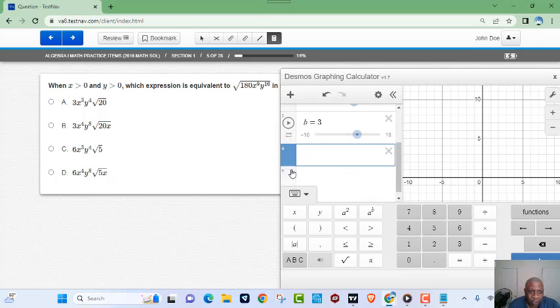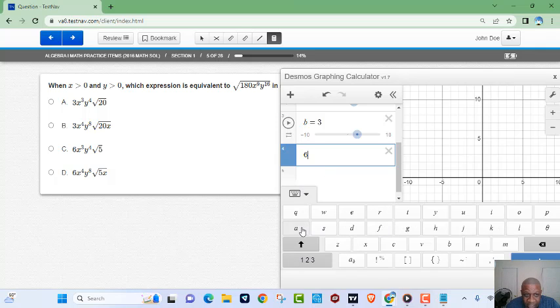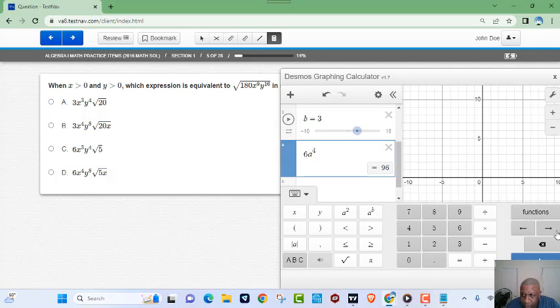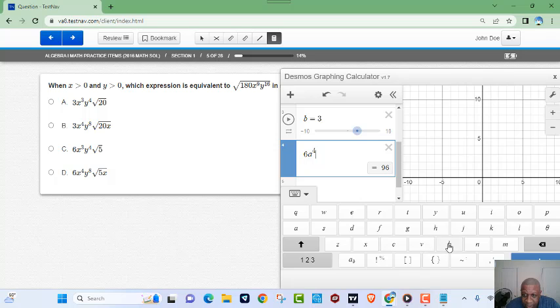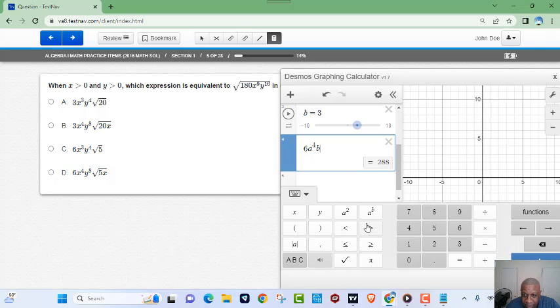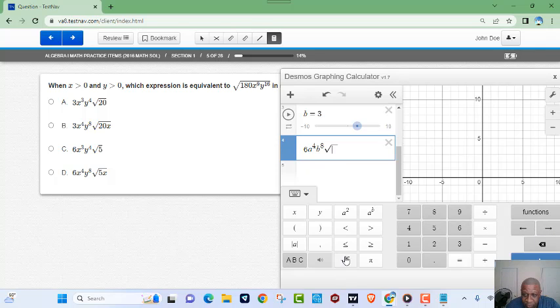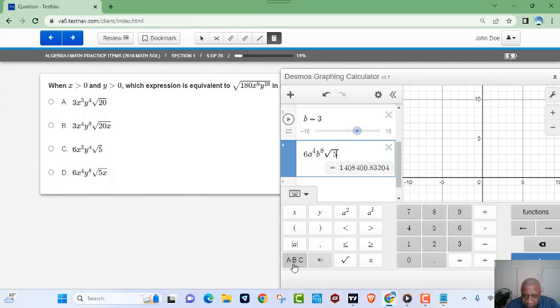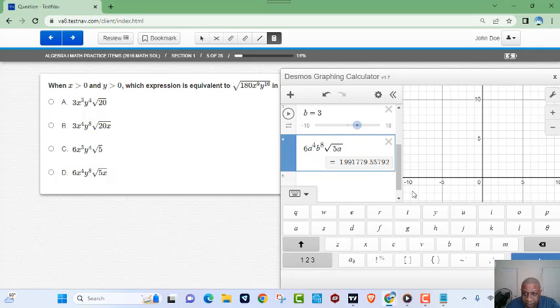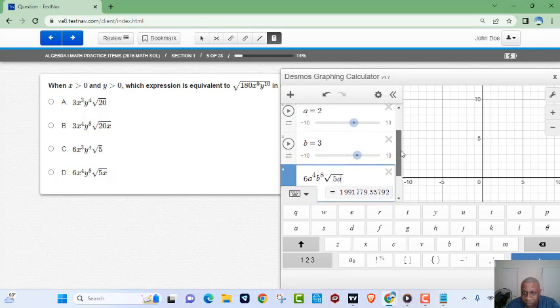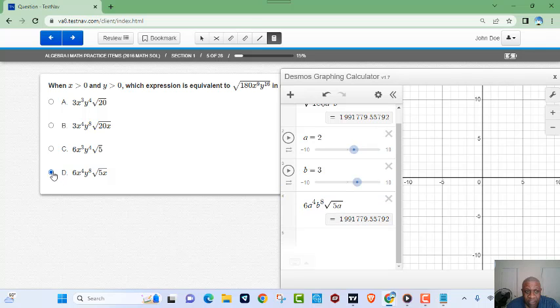And let's go with D here. So we're going to go 6a to the 4th, b to the 8th, then the square root of 5a. There it is. See? The exact same number. So D is our answer. Okay, let's look at the next one.